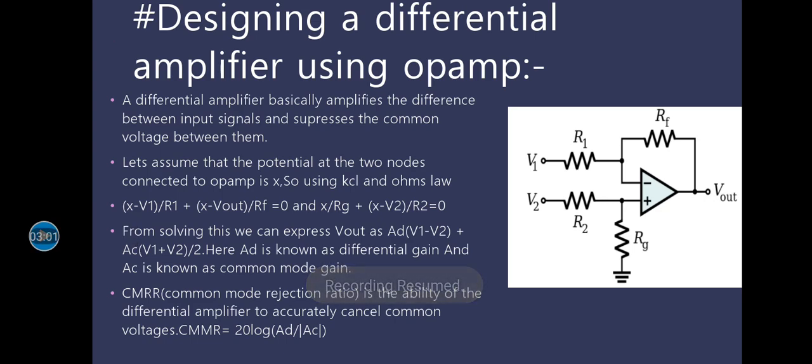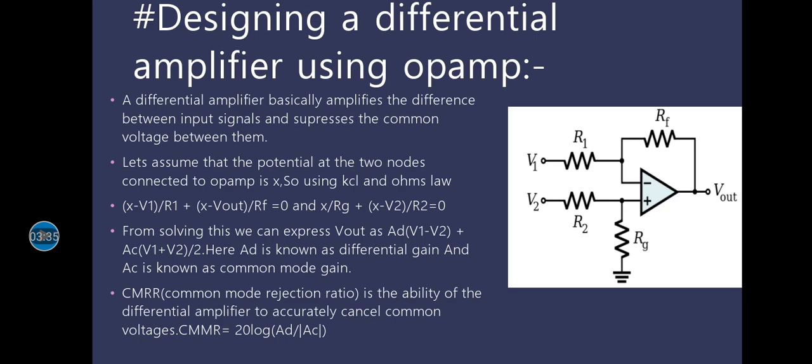So our first application is differential amplifier. Differential amplifier basically amplifies the difference between input signals and it suppresses the common voltage between them. So for making differential amplifier, let's consider the circuit that I have shown in this figure. In this circuit, let's assume that the two nodes between R1 and RF and R2 and RG have some potential X, and by using KCL and Ohm's law at these two nodes, we get (X minus V1)/R1 plus (X minus V out)/RF equals to 0 and X by RG plus (X minus V2)/R2 equals to 0.